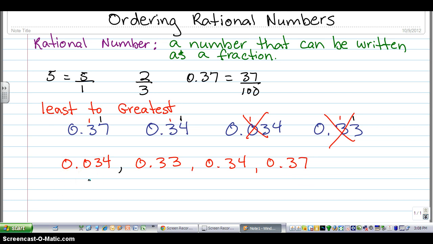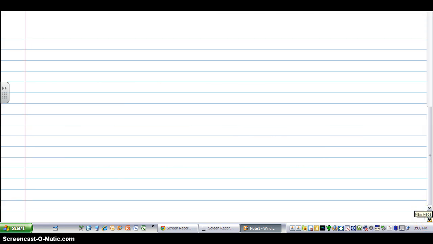Now hopefully that was a review from elementary school, comparing decimals. You look at each place value. All right, what happens if the rational numbers are not all decimals? Let's say that we've got some fractions in here. We've got 2/3, and we have 0.45, and let's say we have -1.5, and we have to order those from least to greatest.